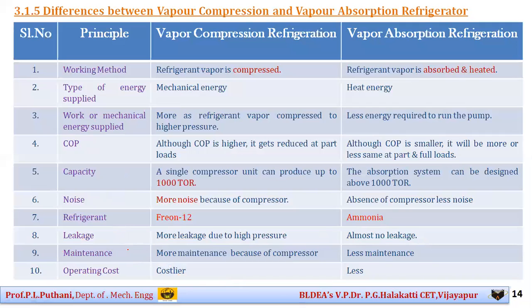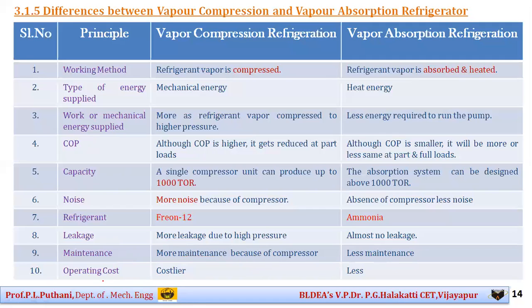Then coming on to the maintenance point. When we are using a compressor, as I said, there are a lot of moving parts inside it. Then the vapor is compressed to high pressure, and more energy is required. So here the maintenance chances are very high. You can say there is more maintenance because of the presence of the compressor. Whereas in the VAR, we don't have a compressor, but there will be some maintenance. It is relatively very, very less when compared to vapor compression refrigeration.